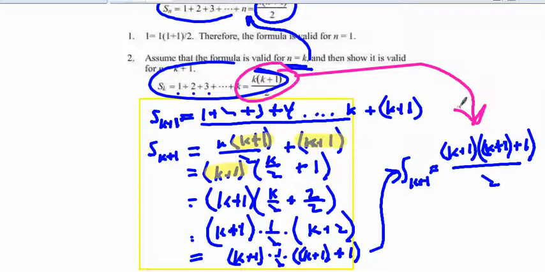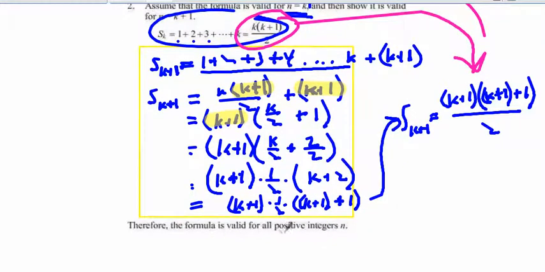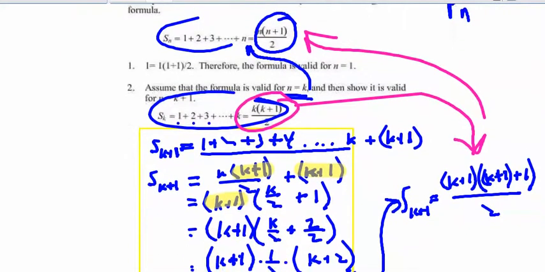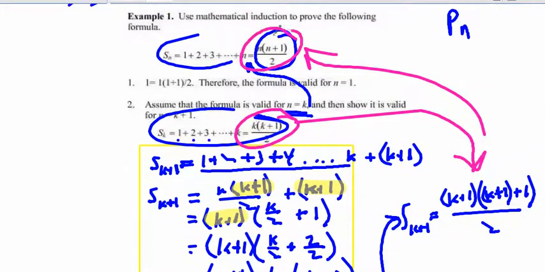So we've just proven that S of k plus 1 is equal to this up here, and we can use that formula over and over and over. And therefore, the formula is valid for all positive integers n because it fits into the same form. We just add 1 instead of n and n plus 1, we're going to get n plus 1 and n plus 1 plus 1. So by mathematical induction, we've proven that this formula works because it works for k and it works for k plus 1.